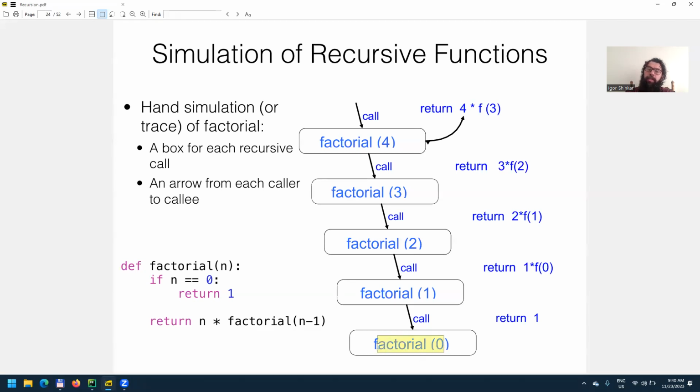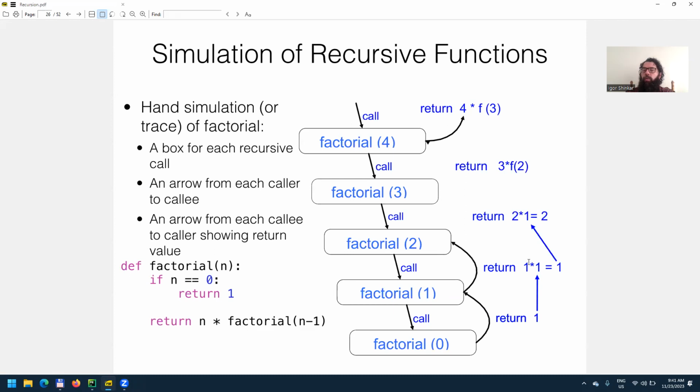0 factorial is the base case, so we just return 1. When we return 1, we go back to the caller, multiply it by 1. Then we go back to the caller of 1, multiply it by 2. Then we go back to the caller, we get 6. And then we go back to the caller of the original factorial of 4, and we get 24. And that's our final answer. All right, so this is the picture that we should have in mind, that the function calls itself several times into depth and then comes back.